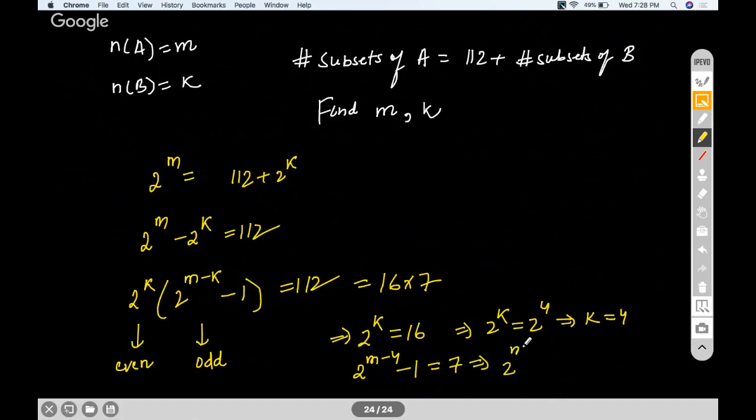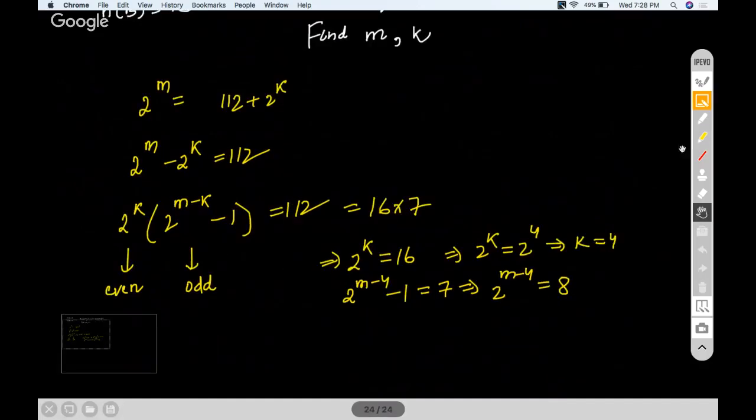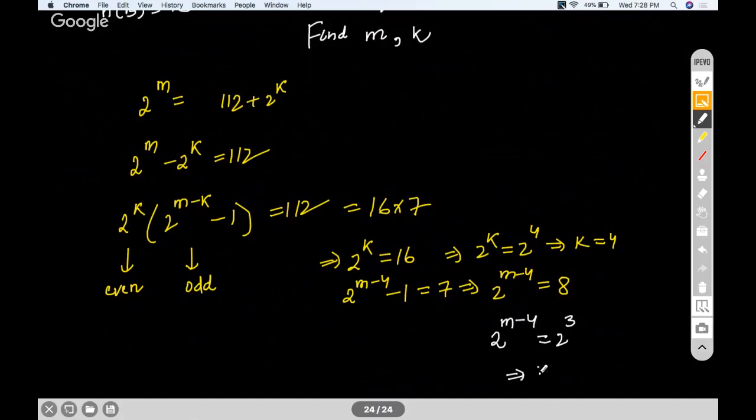That means 2 to the power m minus 4 is equal to 8. That is, 2 to the power m minus 4 is 2 to the power 3. That means m minus 4 is 3. So m is equal to 7. So k is 4, m is 7. Absolutely correct.